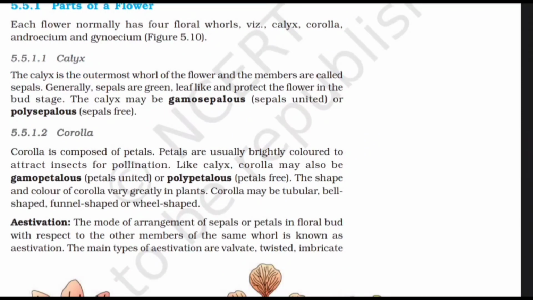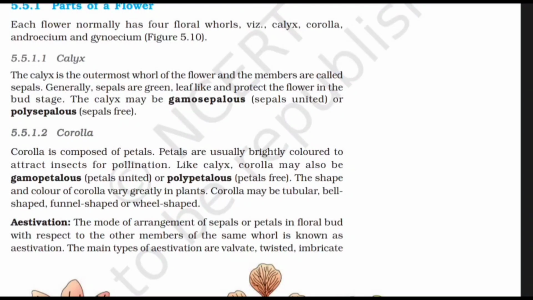Corolla. Corolla is composed of petals. Petals are usually brightly colored to attract insects for pollination. Like the calyx, the corolla may also be gamopetalous, that is petals united, or polypetalous, that is petals free. The shape and color of corolla vary greatly in plants. Corolla may be tubular, bell-shaped, funnel-shaped, or wheel-shaped.